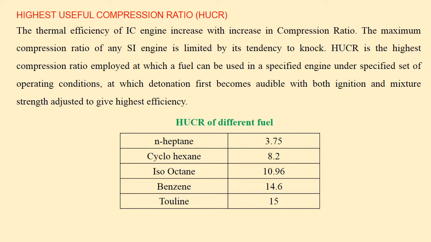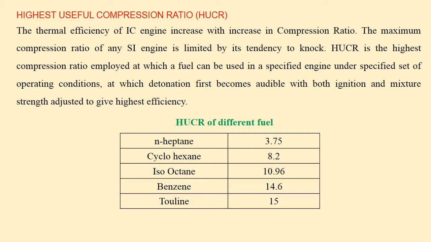So how to find out the HUCR of any particular SI engine? To find the HUCR, the compression ratio of that engine is increased till the knocking becomes audible, under a specific set of conditions. The fuel used, the shape of the combustion chamber, the speed, and the spark timing are all kept at given specific conditions, while we increase the compression ratio till the knocking becomes audible.